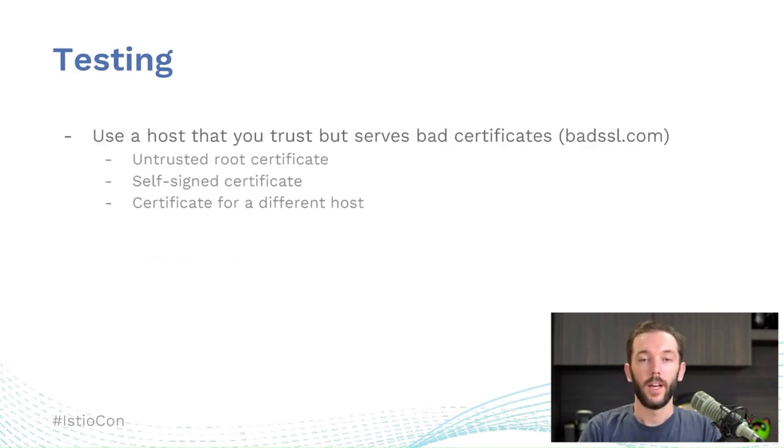So how do you test and make sure this is working properly? Of course, use a host that you trust. We're using badassistil.com. And the three most important to check against are untrusted root certificates, self-signed certificates, and certificates that have a different host name. You want to make sure that you no longer get accepted traffic and you see certificate validation failing.